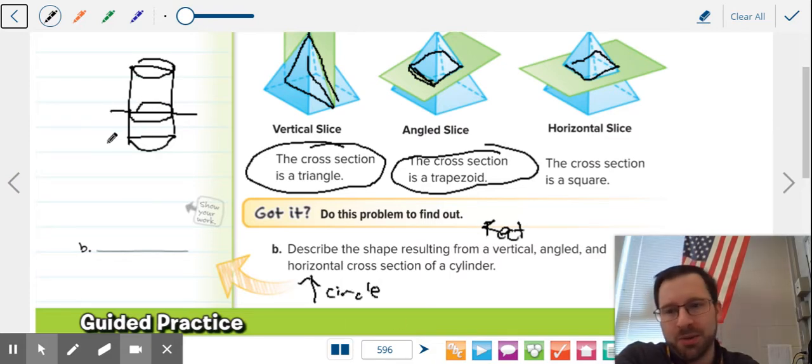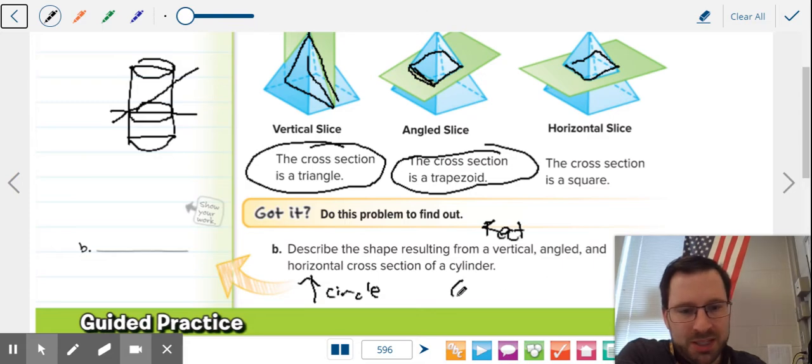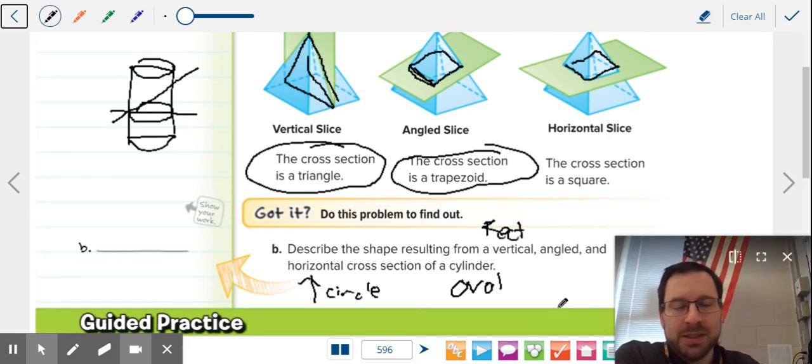And lastly, angled. Okay, so if I cut on an angle, what's going to happen is when you do angle, in general, it stretches the shape out. So it's similar to the top view, but on an angle. So it's going to stretch my circle and make it an oval or an ellipse, depending on what you want to call it. Ovals are more general. Ellipse is more specific based on its dimensions. And there you have it.